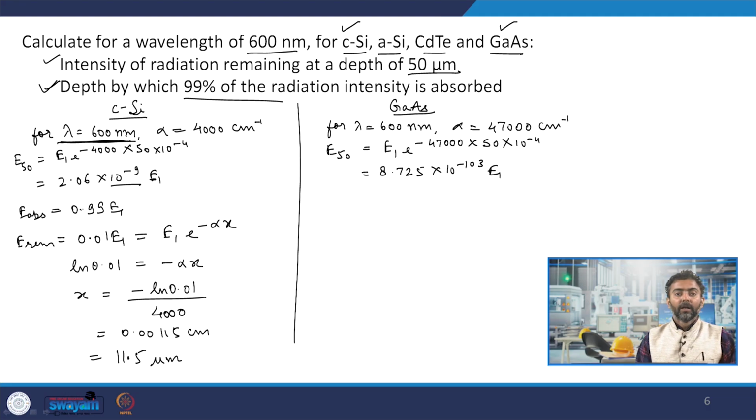been absorbed. And keep in mind that, as we said, 600 nanometer is where the spectral intensity of the solar radiation is maximum, where you are getting the highest peak intensity of solar radiation. So it takes only 11.5 micrometer to absorb 99% of this wavelength for a silicon solar cell.